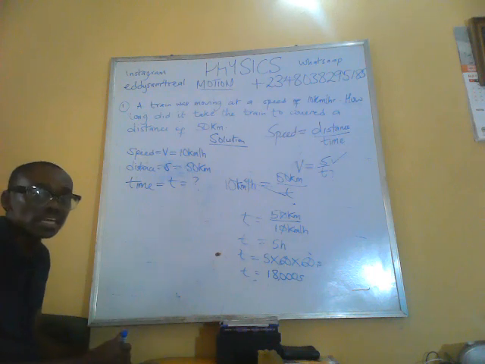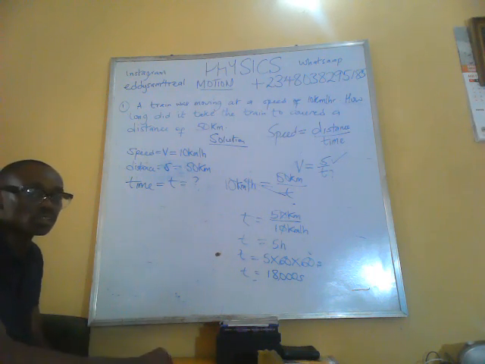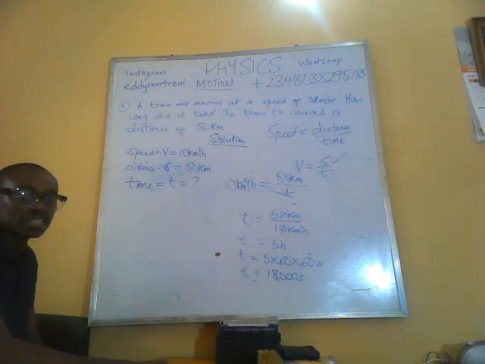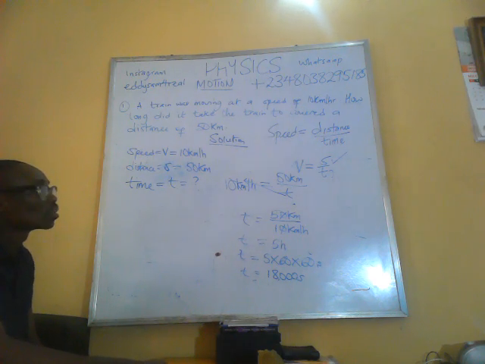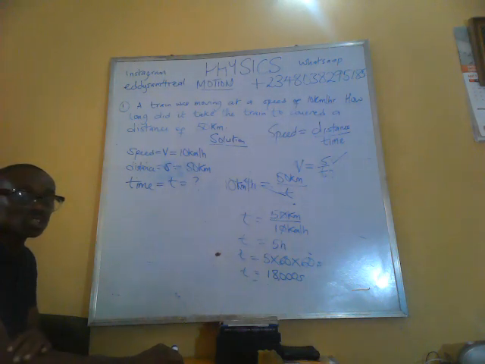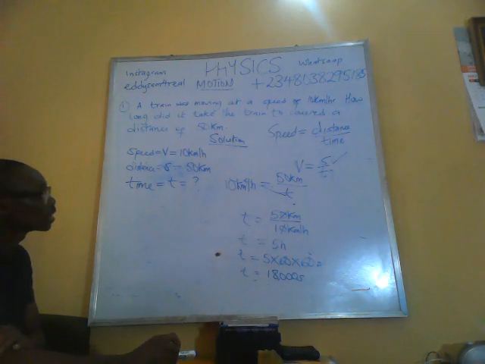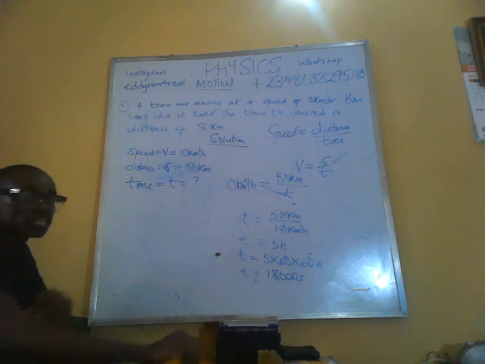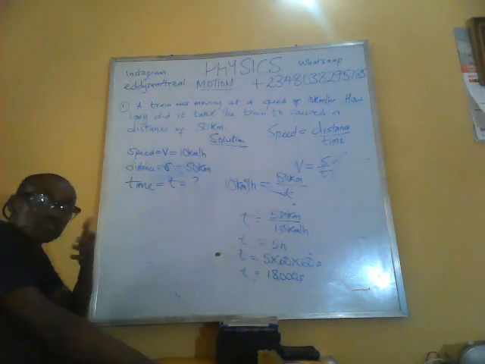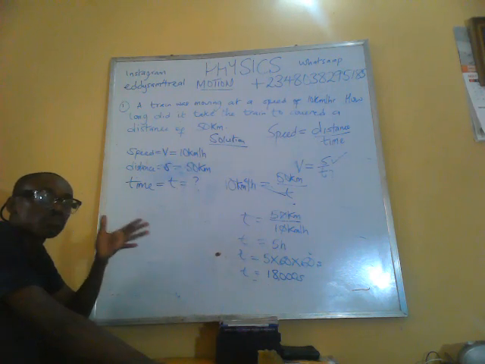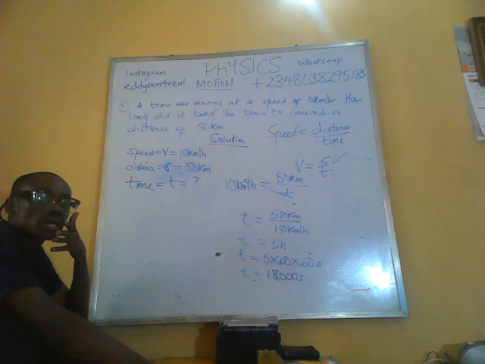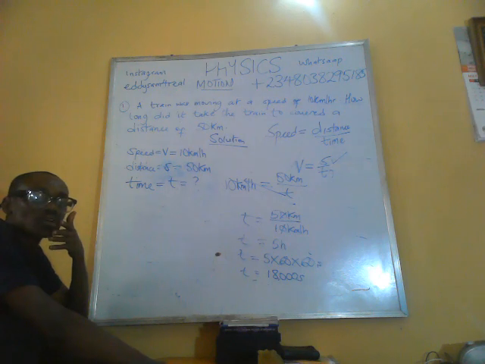So the answer is what? 18,000 seconds. 18,000 seconds was how long it took that train to cover that distance. It took the train 5 hours, which is equivalent to 18,000 seconds. So that was how long it took the train to cover that distance of 50 kilometer. So I hope this is clear and easy to assimilate. So right now we are going to move on to our next question.